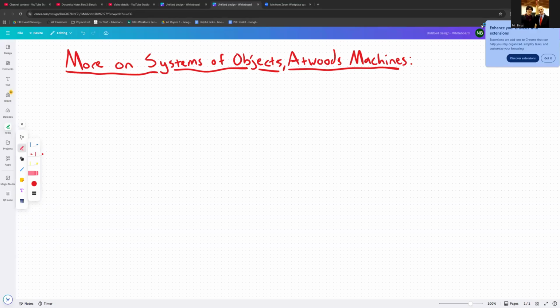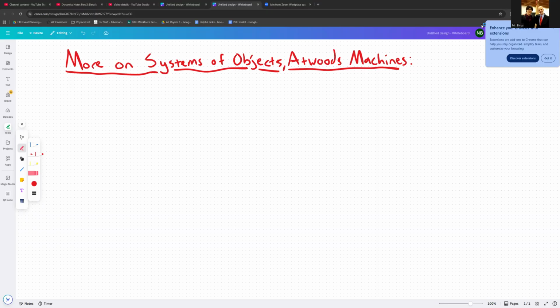Hello, everyone. We are going to keep going with Unit 2 material. We've got some more info on systems of objects today. We'll look at how to start solving problems using Newton's second law of motion for systems. And we'll get to a particular type of system of objects, which is Atwood's machines. And that's what we've got planned.